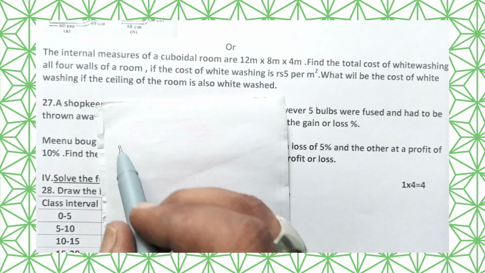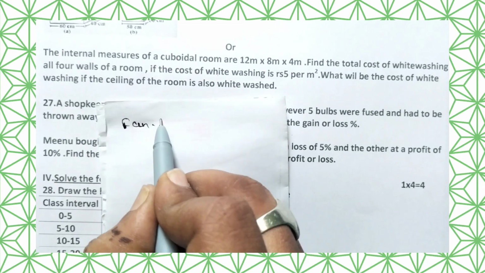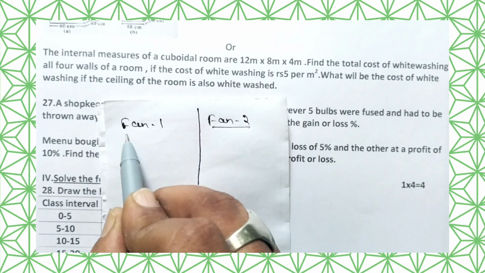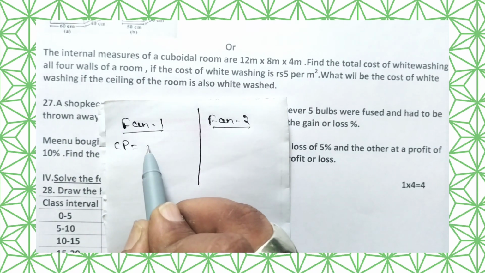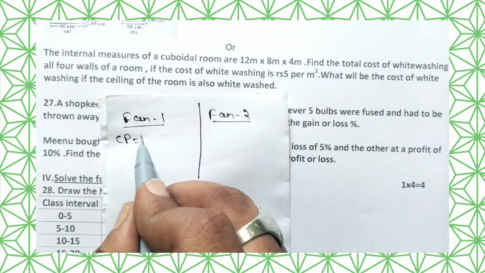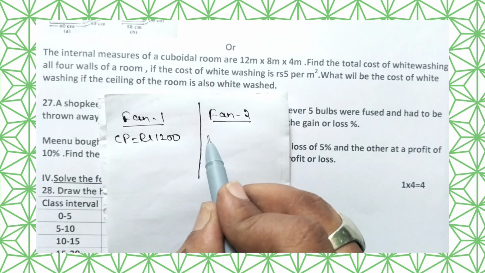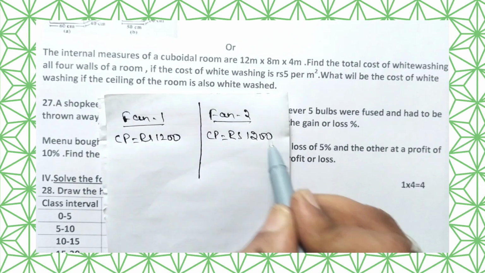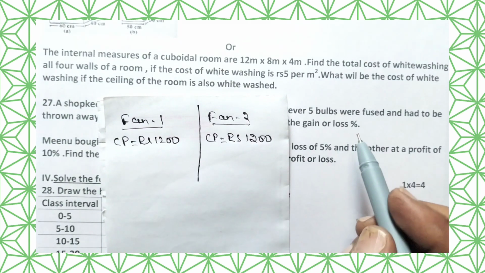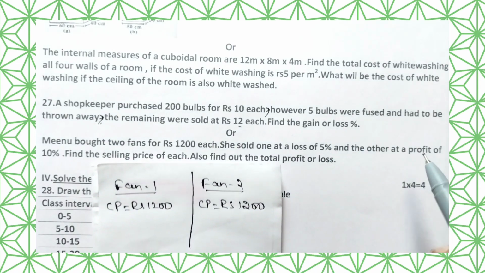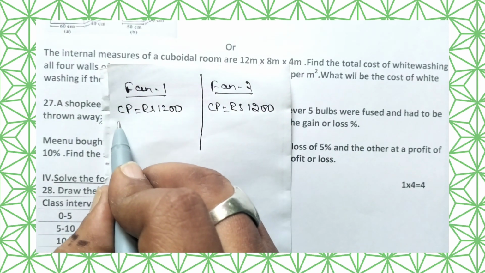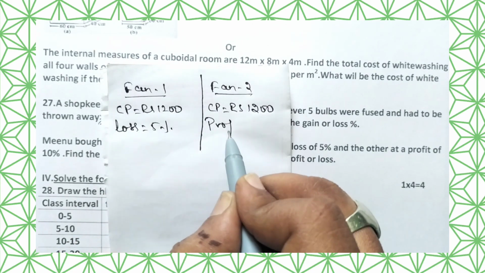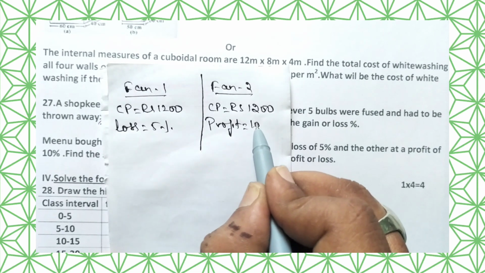So she bought 2 fans. So fan 1 and fan 2. Both were bought for rupees, so cost price is equal to rupees 1200. This one is also bought for rupees 1200. Then one fan is sold at a loss of 5% and the other at a profit of 10%. So loss is equal to 5%, and profit is for fan 2, which is sold at a profit of 10%.